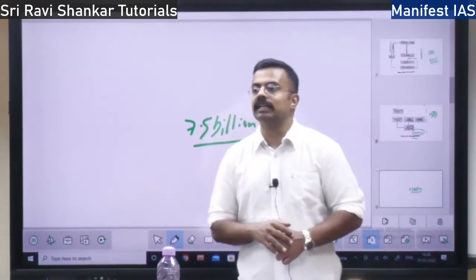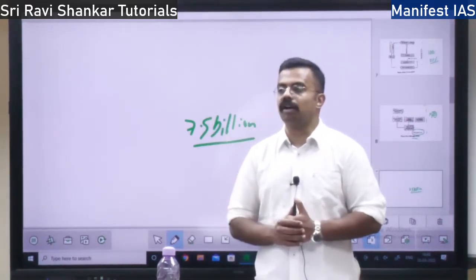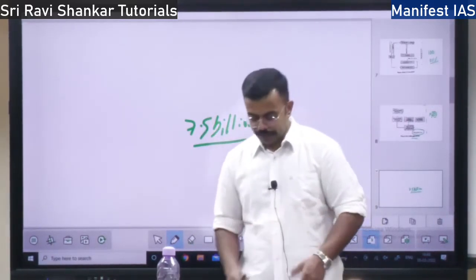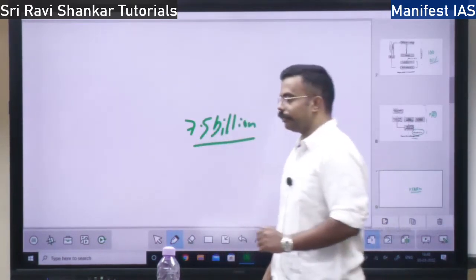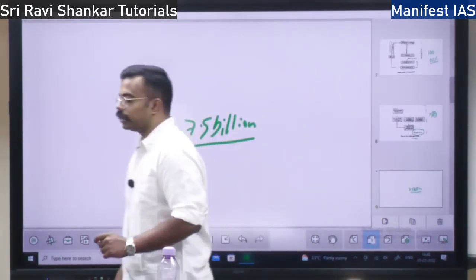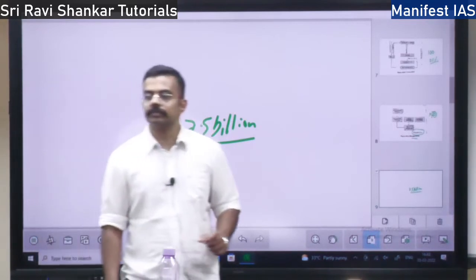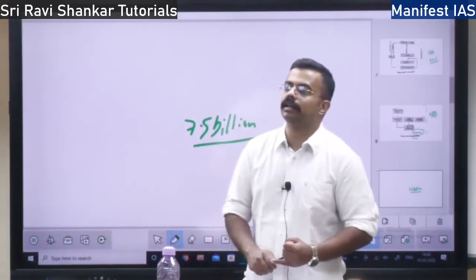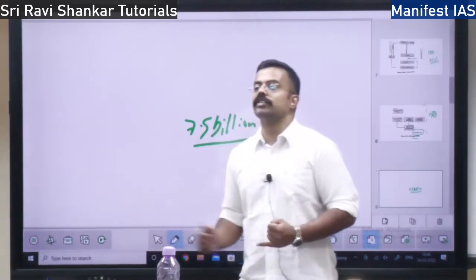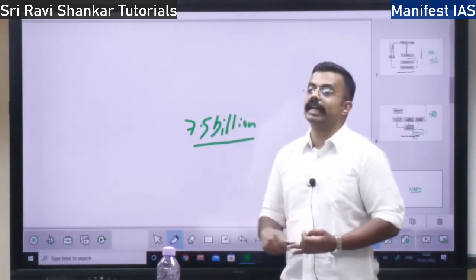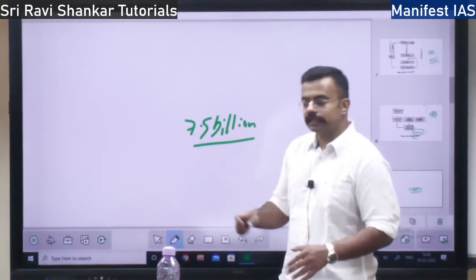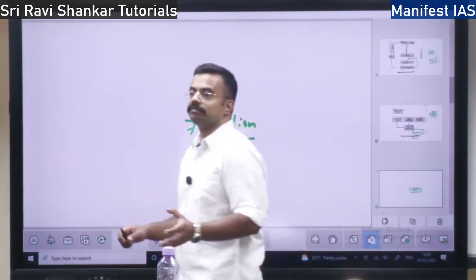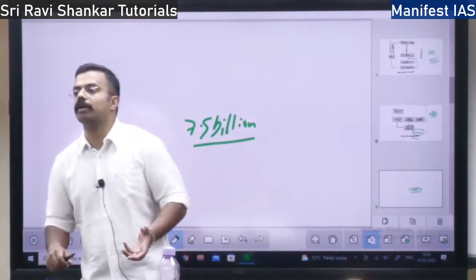When this balance is there, there is stability, or else there was no stability. So one example I will give you, you take the concept of diversity. So diversity means what? So you have so many thousands or lakhs of varieties of animals, you have lakhs of varieties of plants. So this is called as diversity. So is diversity good or bad?